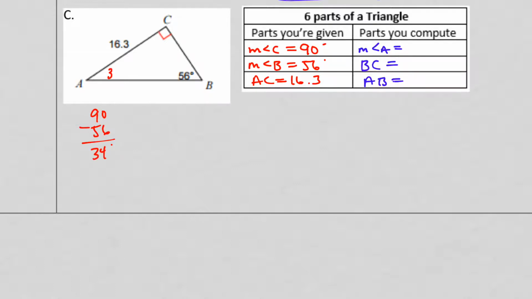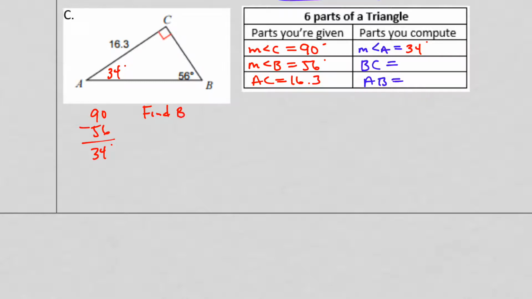This is a pretty quick find in this problem. So the measure of angle A is 34 degrees. With that, I now have to find two sides, BC and AB. Notice how in this case, 34 degrees and 56, this is not going to be a special right triangle. So I'm going to have to use SOHCAHTOA to find these sides. So first, let's go ahead and find BC.